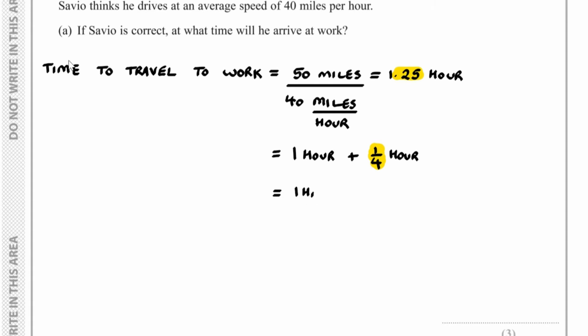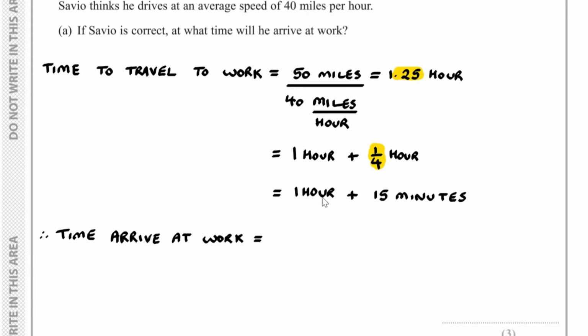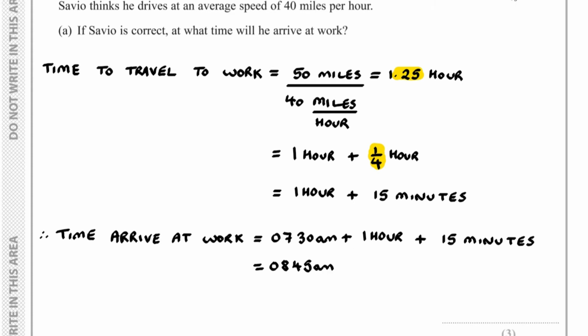So we have 1 hour plus 15 minutes. And so therefore, the time to arrive at work, well, he leaves at 7:30 a.m. and then we need to add on to this the 1 hour 15 minutes. So it turns out we get 8:45 a.m.